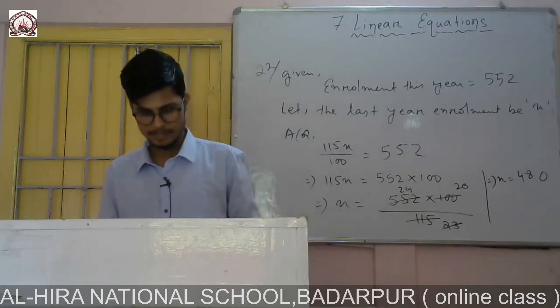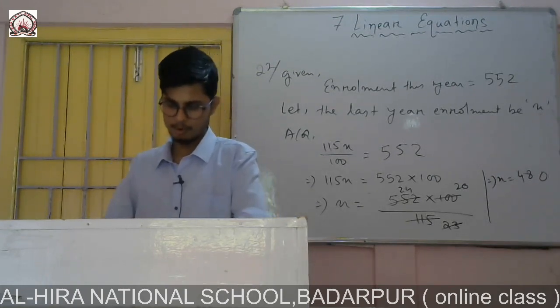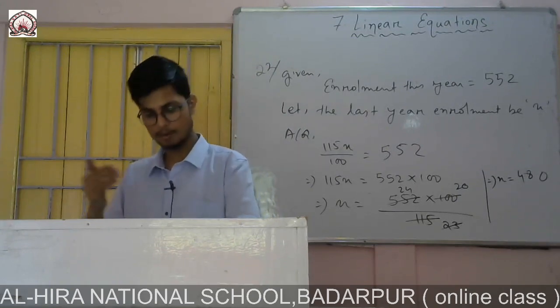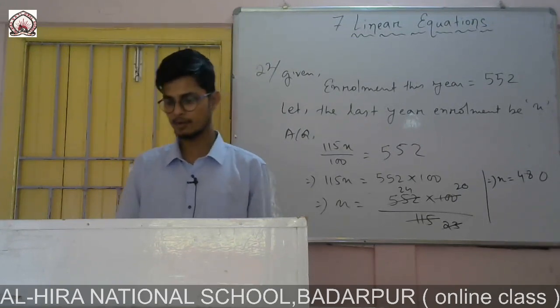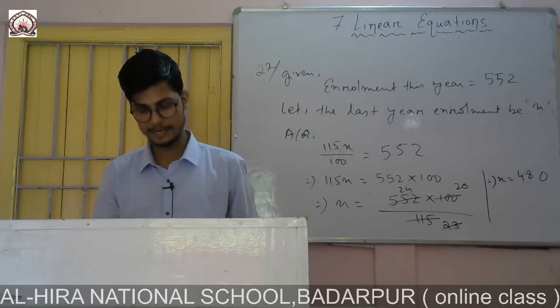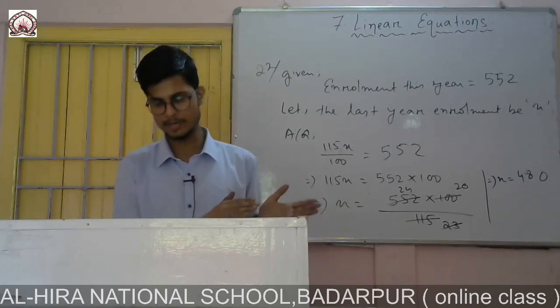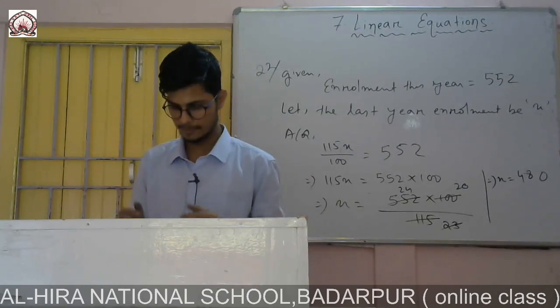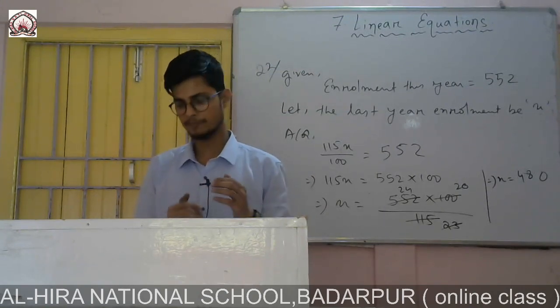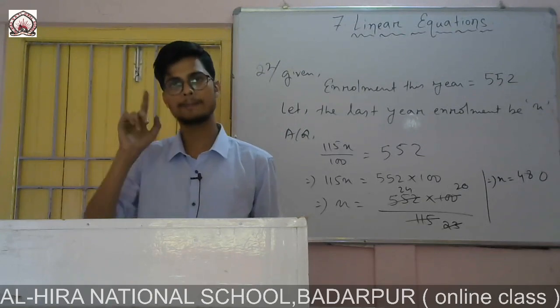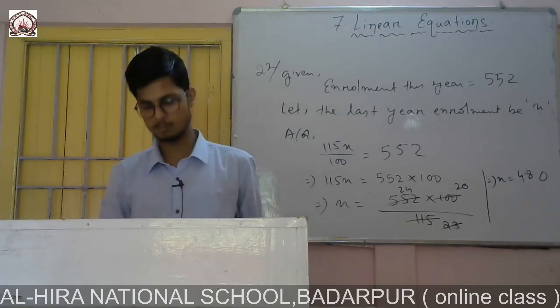A fruit vendor buys some oranges at a rate of 5 rupees per orange. He also buys an equal number of bananas at a rate of 2 rupees per banana. It means the number of oranges was equal to the number of bananas, but the cost of oranges was a little more. It was 5 per orange, and in case of banana it was 2.